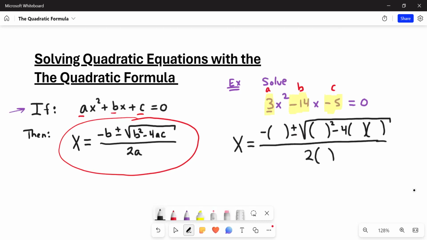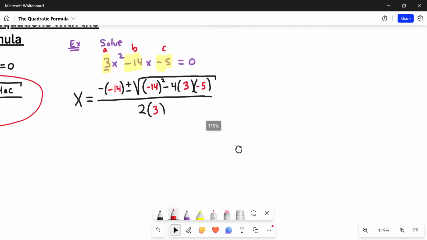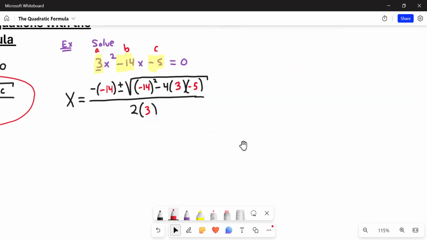Now we're going to plug in all the numbers. a is 3. It's going to go in 2 locations, here and here. b is negative 14. It's going to also go in 2 locations, there and there. And then lastly, c only goes in 1 location, here. Those are the solutions, but I want you to simplify that and make it as easy to read as possible. So we've got to be careful with the order of operations.